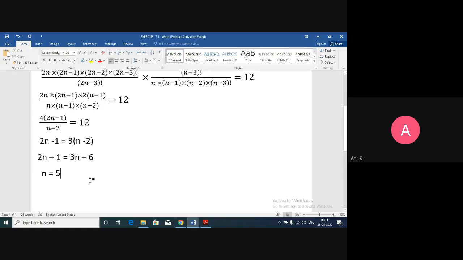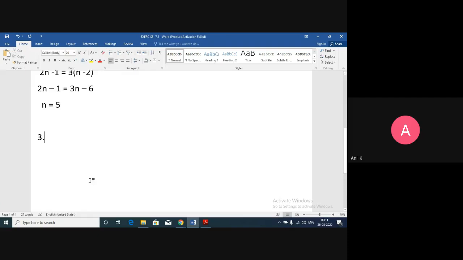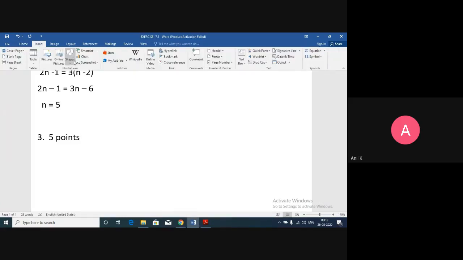Now, the third question: how many chords can be drawn through 21 points on a circle? That means on the circle, if I have 21 points, how many different chords can you draw? To simplify and understand easily, we will first take this question in a simpler form. Instead of 21 points, for example, let me take 5 points. That's easy to understand, then you can expand it easily to 21 points.